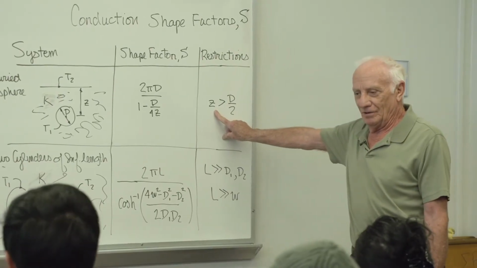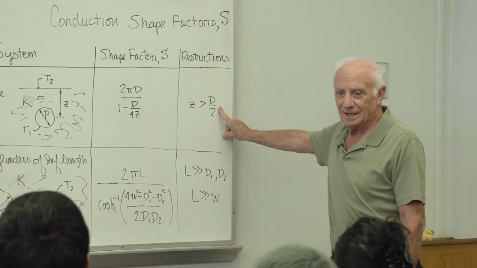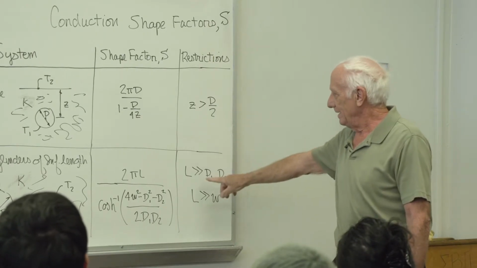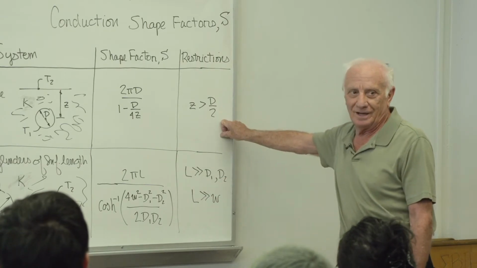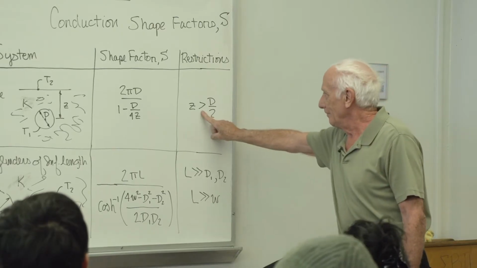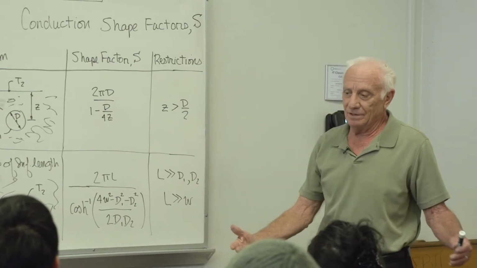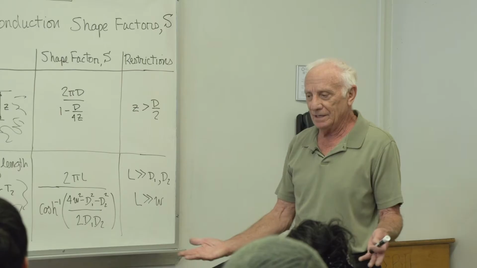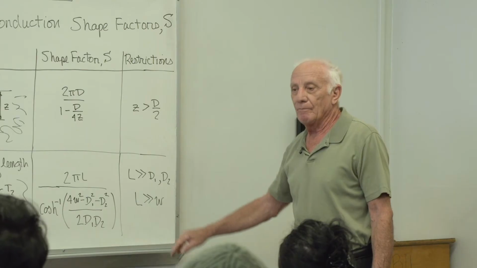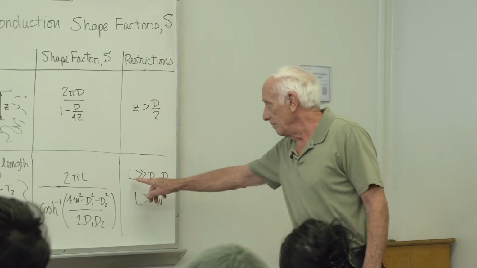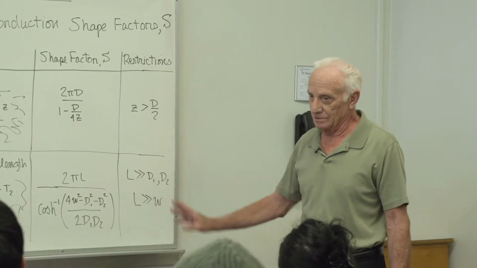If z is 1.01 and d over 2 is 1.0, it's okay. This guy here, if L is 1.01 and d1 is 1, oh no, that's not going to work. This is called greater than. This is called much greater than. You're the engineer. You have to make that call. Nobody's going to tell you. Do I think 10 meters long, 1 meter diameter, is that okay? Probably. Is 100 meters long, 1 meter diameter? Oh yeah, 100 to 1. That's very, very much larger.